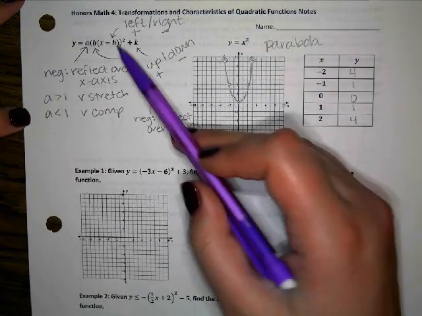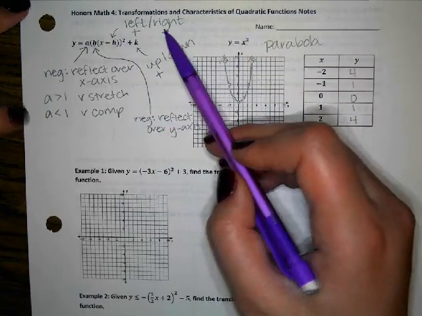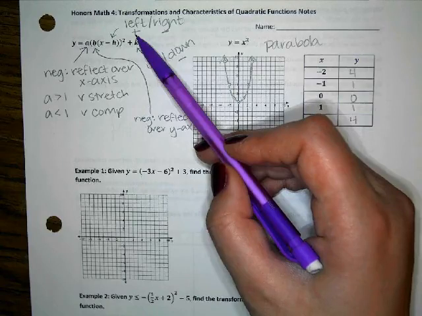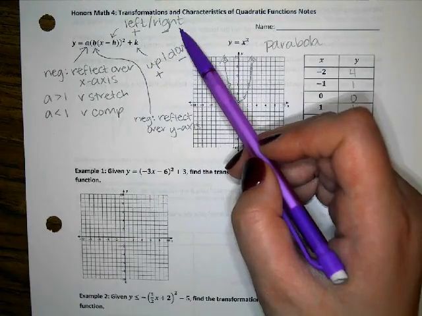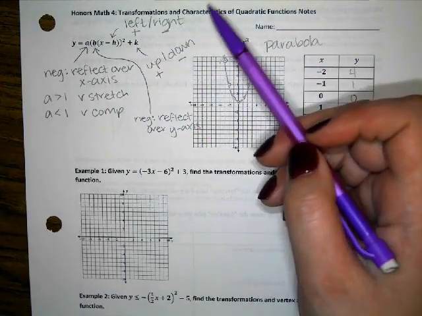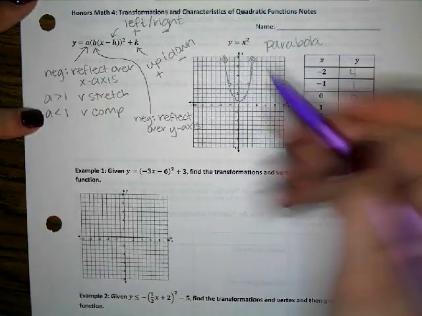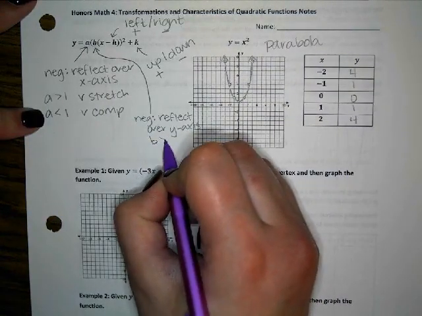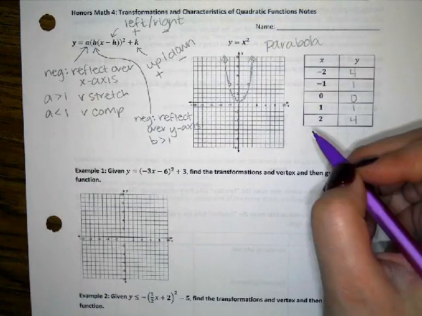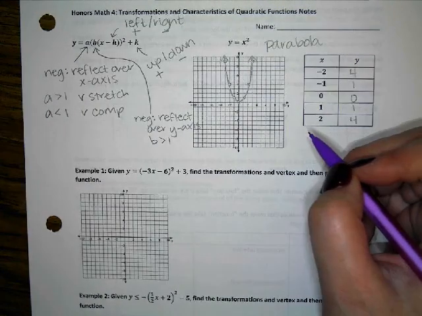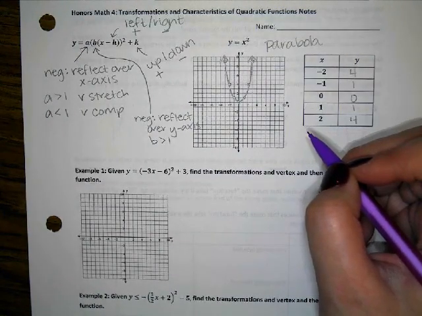This one is similar to the idea of left and right, where if it's a positive number, it moves to the left. If it's a negative number, it moves to the right. It does the opposite of what we're used to it doing. So if the b value is a number that is greater than 1, we are used to that being like a stretch. So in this case, it would be a compression.